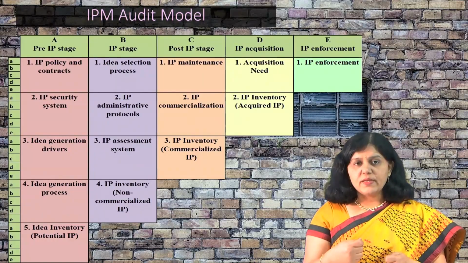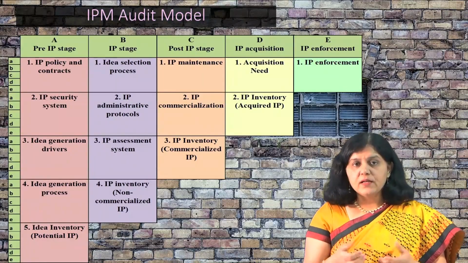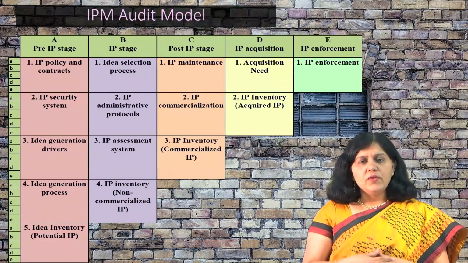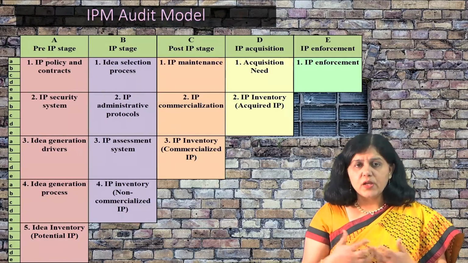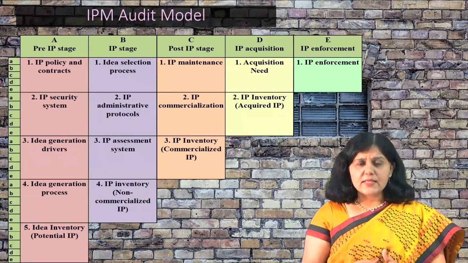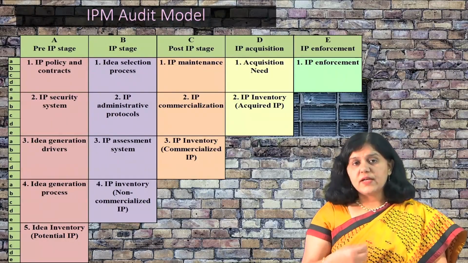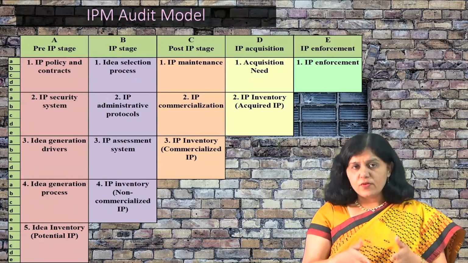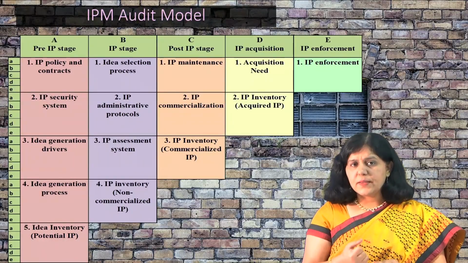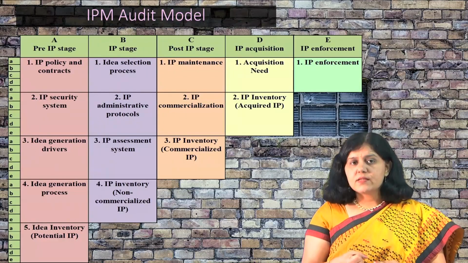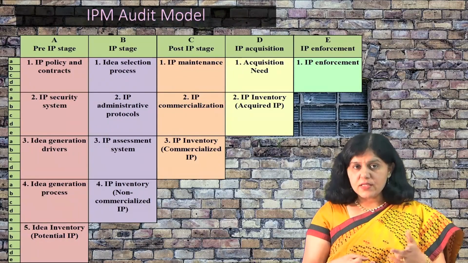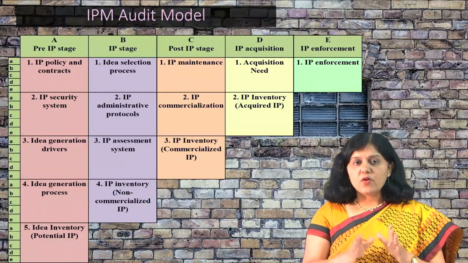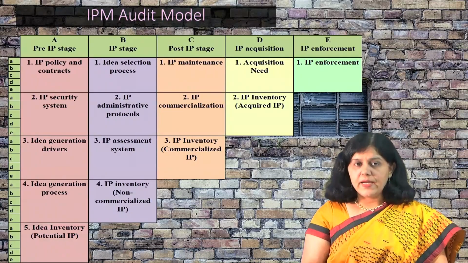So, the process should be there, the driver should be there, and this will result in the development of an idea inventory. We know that when we are talking about innovation, many ideas come up, but selection of ideas is again the next important task. But if we follow this basic approach, that is policy and contracts, security system, generation drivers, and generation process, that will result in the development of the first inventory, that is, the idea inventory.